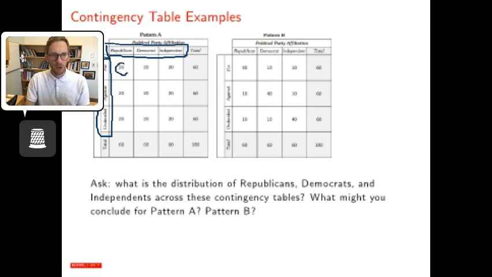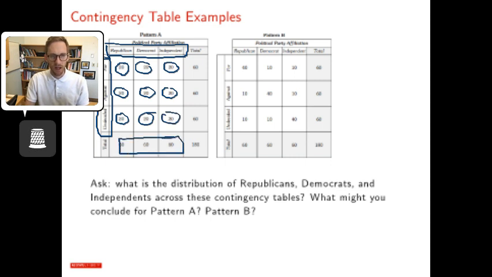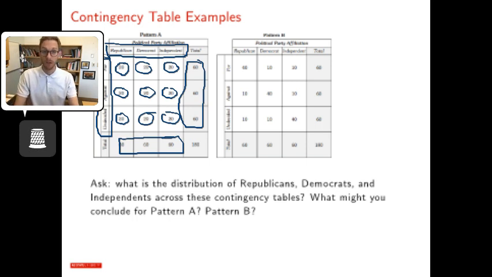So 20 Republicans are for it, 20 Democrats are for it, and 20 Independents are for it. 20 are against it for each of these groups, and 20 are undecided. That's how pattern A breaks down. So we have equal representation among groups by both of the categories. I want you to think about under what circumstance that would be, and what we would say about the relationship between these two things. In pattern B, we have 40 Republicans that are for it, 10 Democrats, and 10 Independents.